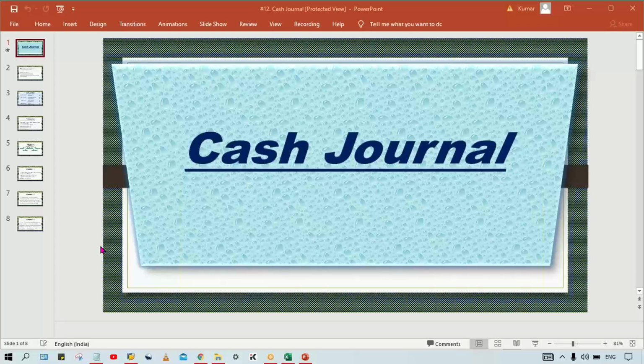Here in this session, I'm going to explain a topic called cash journal. So, guys, what is this cash journal? That we'll see. I'll explain one by one. Now we'll see what is this cash journal, and then we'll see the configuration part, testing part, one by one.